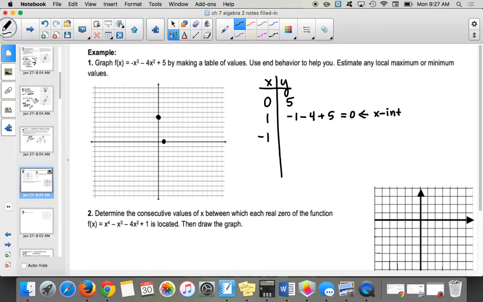All right, and then -1. Well, that's going to be negative, and then -1 cubed, minus 4 times -1 squared, plus 5. So the -1 cubed is -1. But then I have a negative times a -1, so that's going to end up being +1. And then I have -1 squared, which is 1, times -4. So I'm going to have +1 minus 4 plus 5. So I get 6 minus 4, which is 2. So -1, 2.